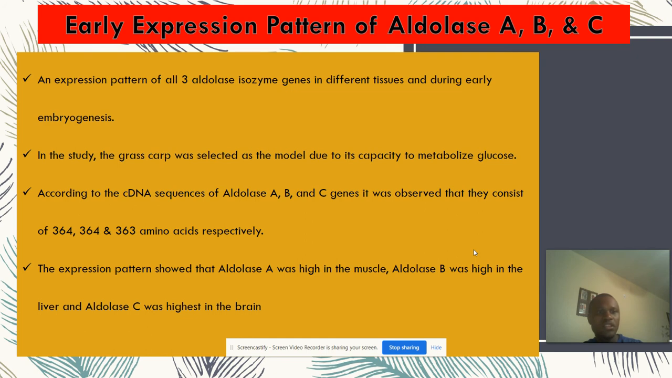According to the cDNA sequences of the aldolase A, B, and C genes, it was observed that they consist of 364, 364, and 363 amino acids respectively. So aldolase A has 364 amino acids, B has 364, while aldolase C has 363 amino acids. The expression pattern showed that aldolase A was high in the muscle, aldolase B was high in the liver, and aldolase C was highest in the brain. So all these patterns were studied and observed.